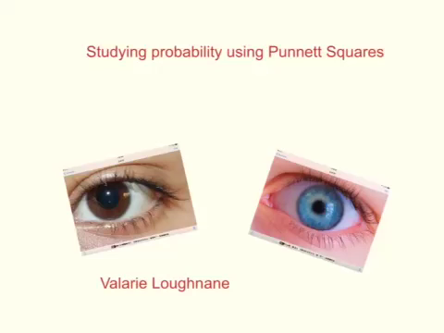Today we're going to learn how to study probability using Punnett squares. Before we begin, let's review a few of the terms. Dominant. When a trait is dominant, that means that the trait appears or will hide or cover a recessive trait.